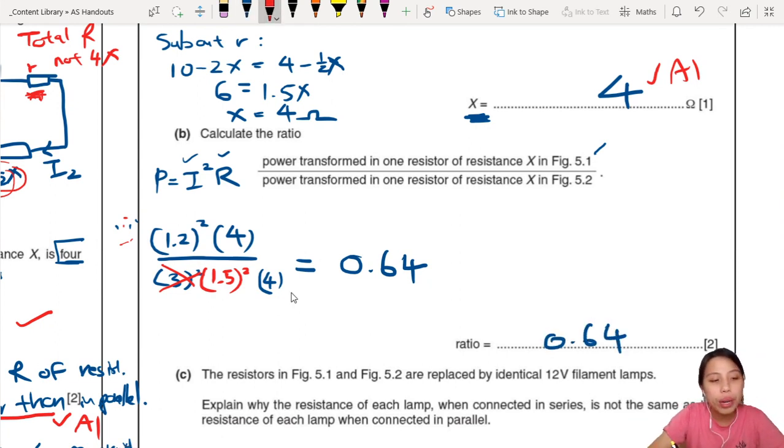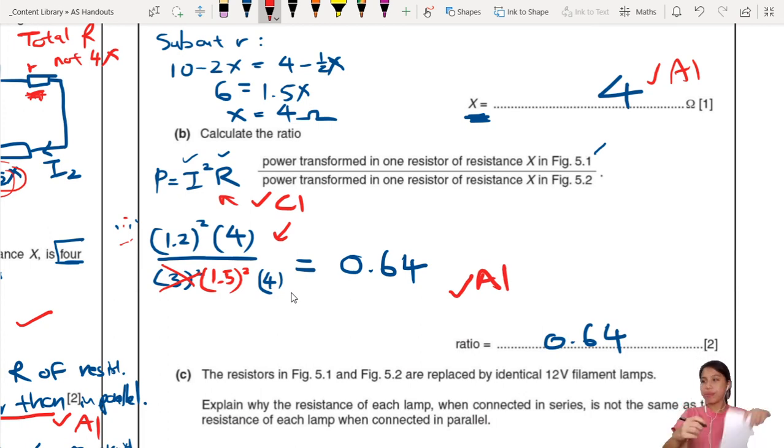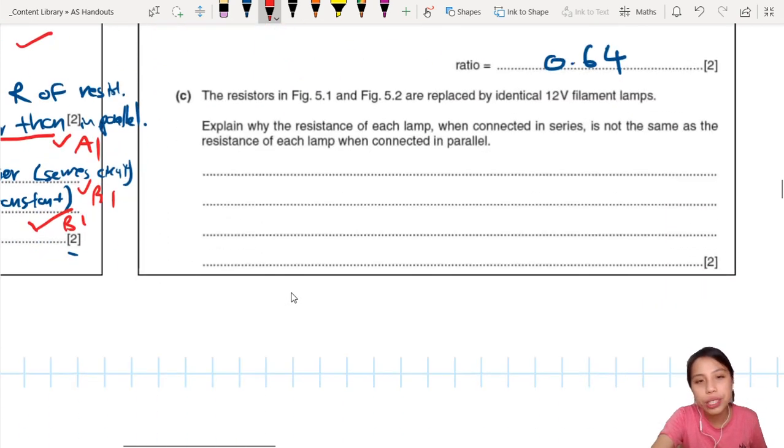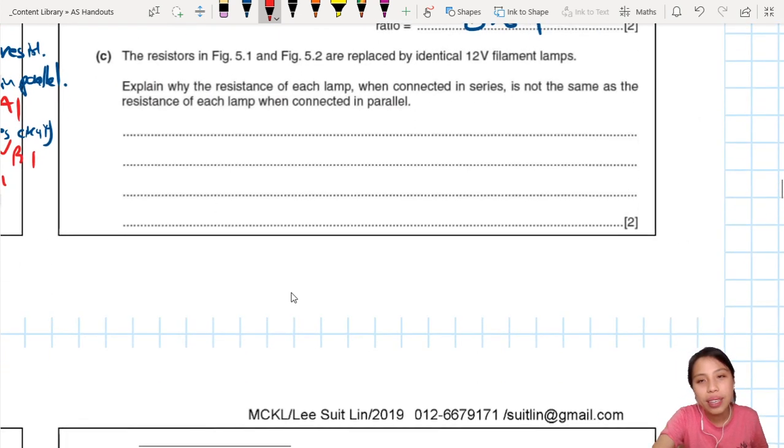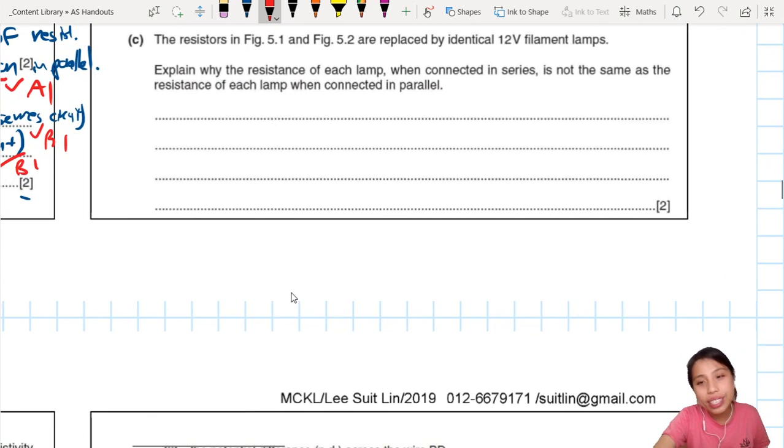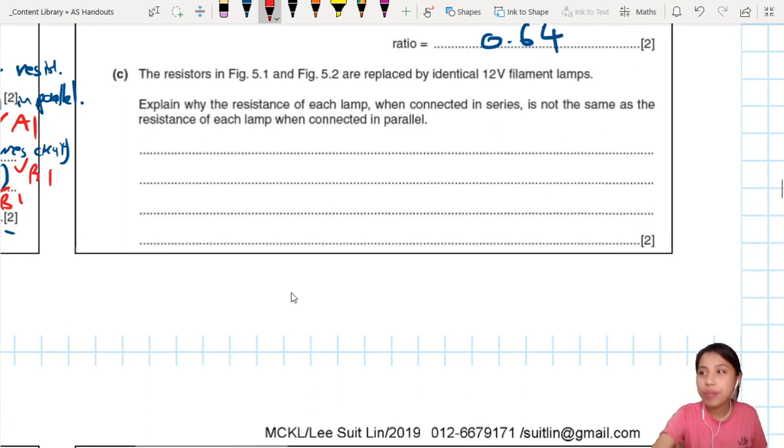This is a 2-mark question. First one comes from your knowledge of I squared R, or V squared over R, a power equation. You can either show it there or show it in the working. And of course, your final answer, A1 mark. Then comes the final finale, as all paper 2 questions will usually end with a definition like this or draw a graph kind of thing.